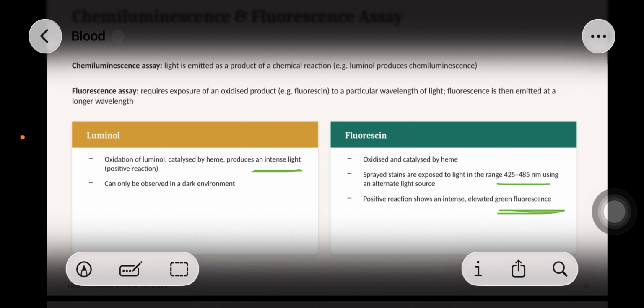Now, why use fluorescein instead of luminol? Have you thought about it? Because fluorescein works better on vertical stains and does not require complete darkness.